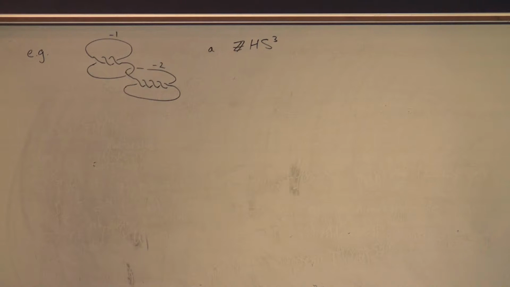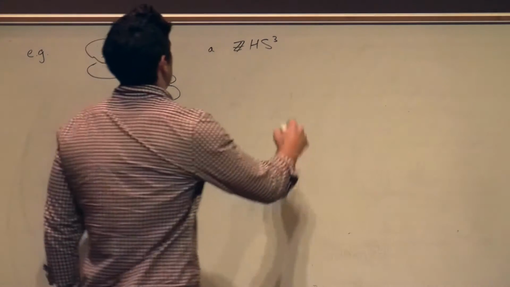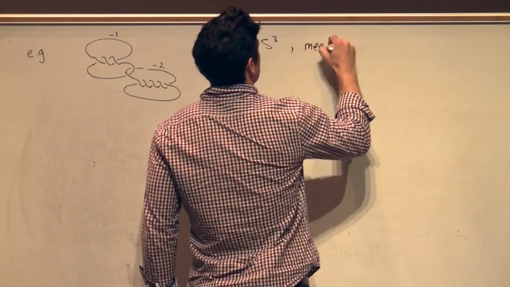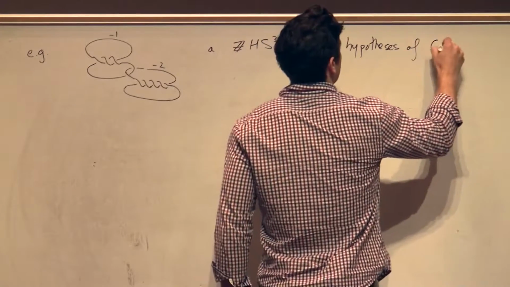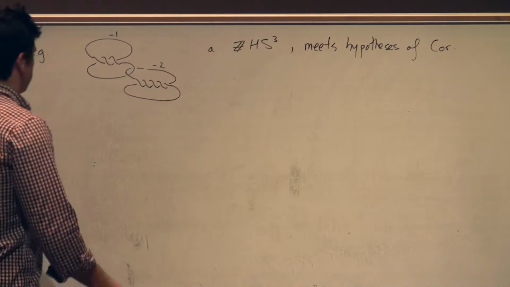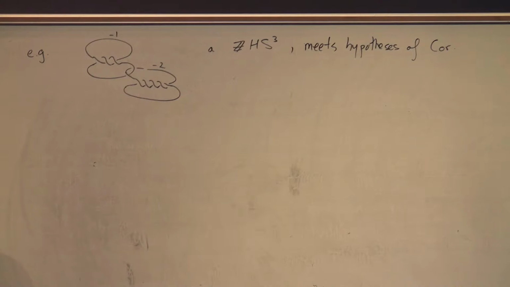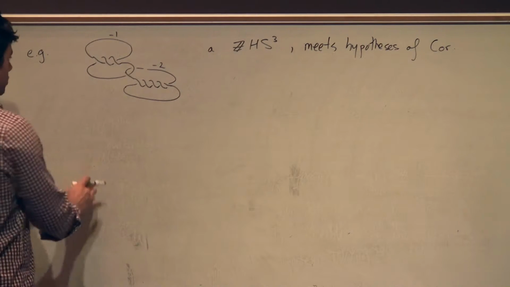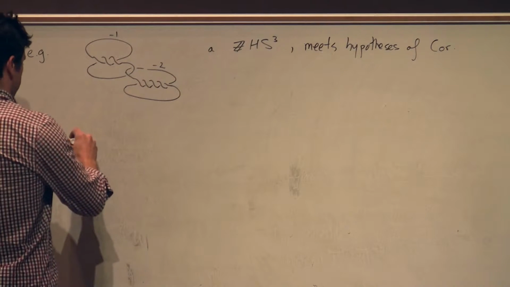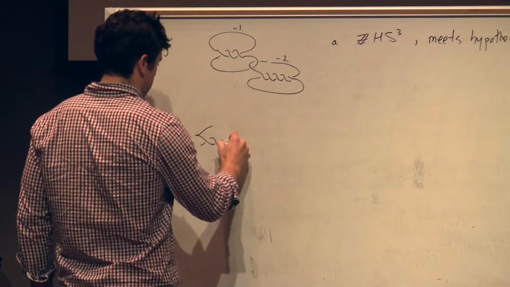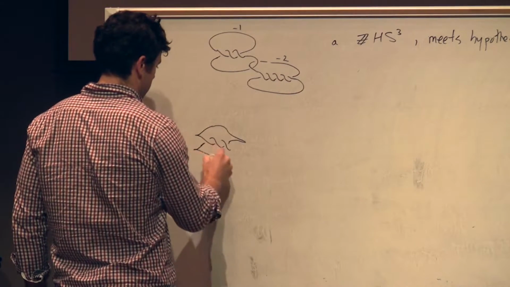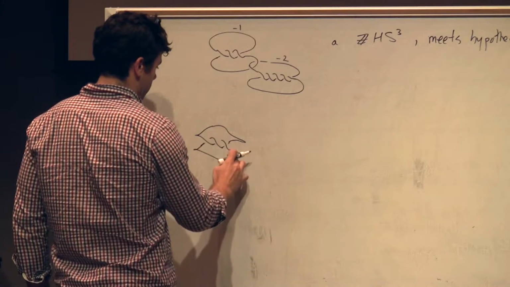And in fact, this meets the hypotheses of the corollary. So in other words, you can show that this manifold is the boundary of a 4-manifold admitting a Stein structure with non-vanishing Chern class. And the way you do that is you just Legendrian realize these curves. And then, well, you have something.